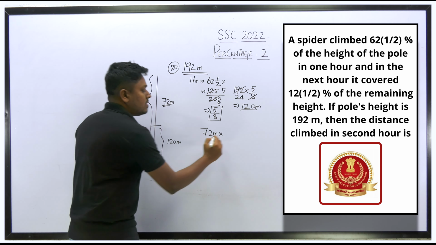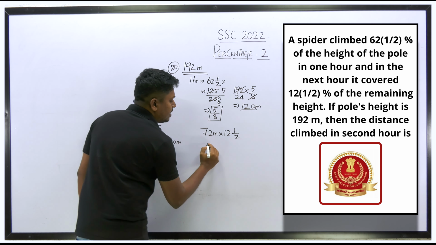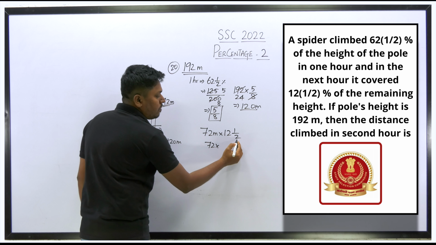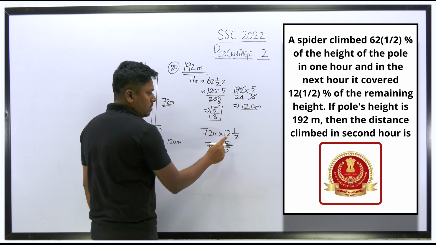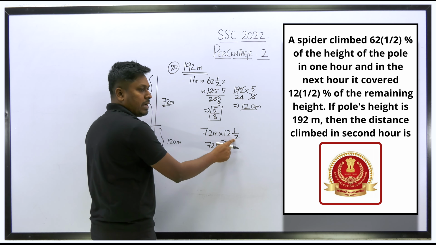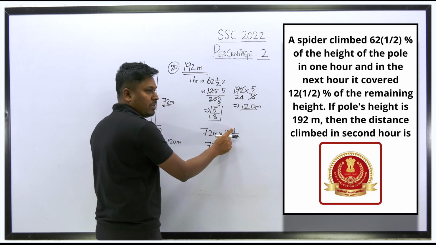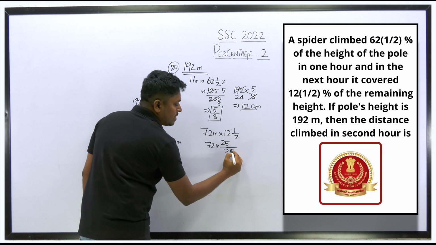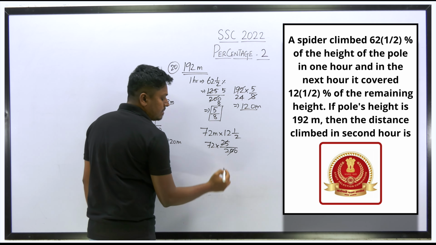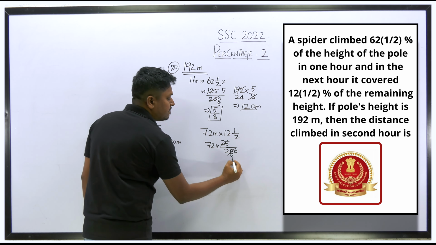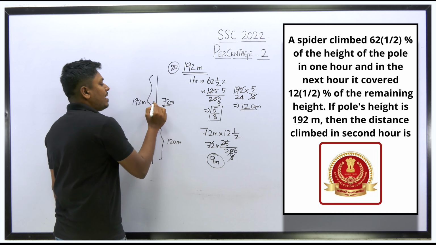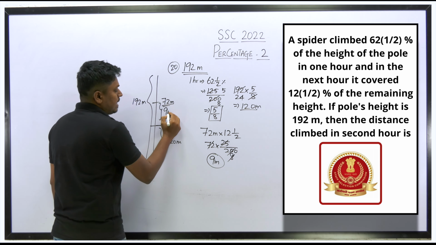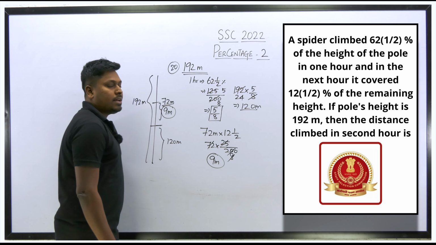Out of this remaining 72 meters, in the second hour it covers 12 1/2 percent. So what is 12 1/2 percent? Find that. 12 into 2 is 24, plus 1 is 25, so 25 by 2 percent, which is 25 by 200. Cancel this, and it becomes 1 by 8. So 72 into 1 by 8 is 9 meters. So in the second hour the spider would have covered 9 meters. This will be the answer for the question.